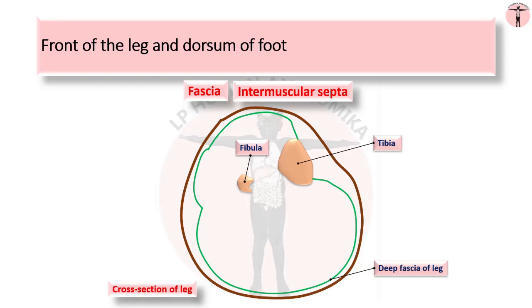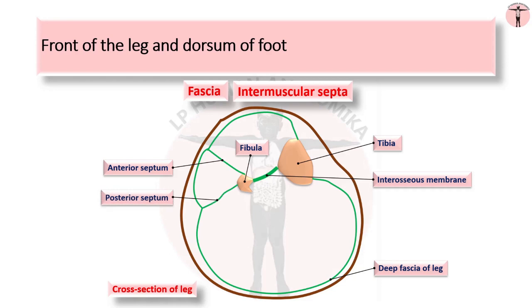There are three named intermuscular partitions: interosseous membrane extending between the sharp interosseous borders of tibia and fibula, the anterior intermuscular septum and the posterior intermuscular septum, where one end of them is attached to the fibula. These three septa divide the leg into three compartments.